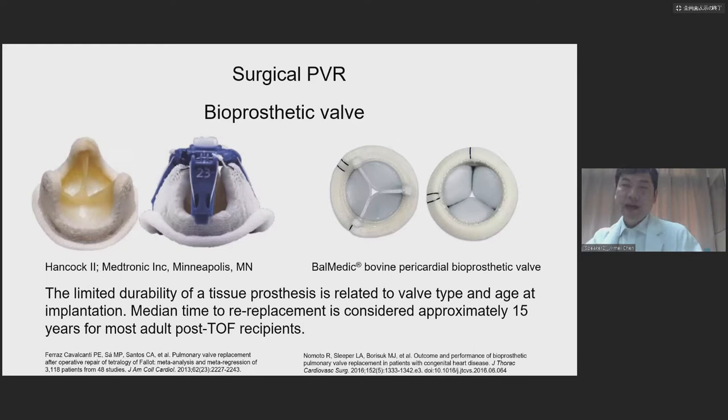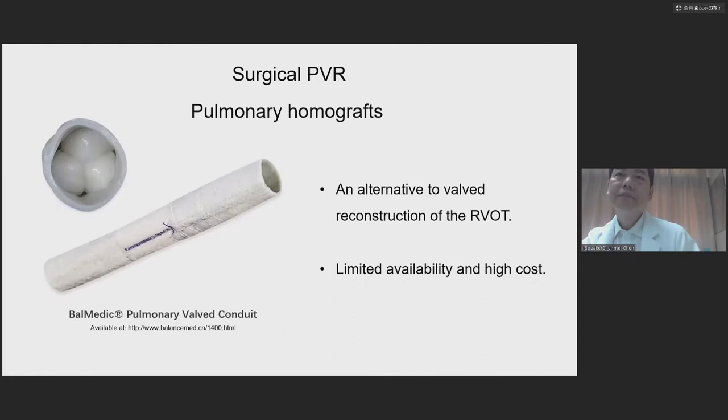Pulmonary valve replacement prefers the use of a bioprosthetic valve. The main disadvantage is deterioration. Median time is approximately 15 years for most adult post-Tetralogy recipients. Patients with Tetralogy and pulmonary atresia may use a conduit connecting the right ventricle to the pulmonary artery.